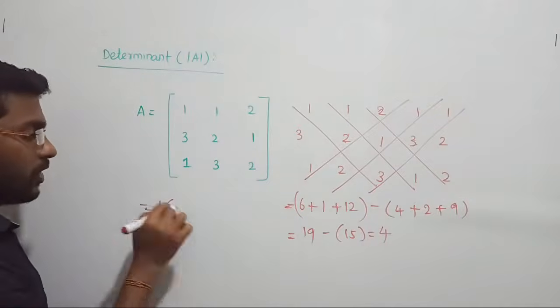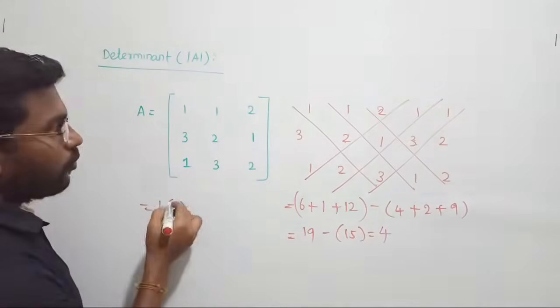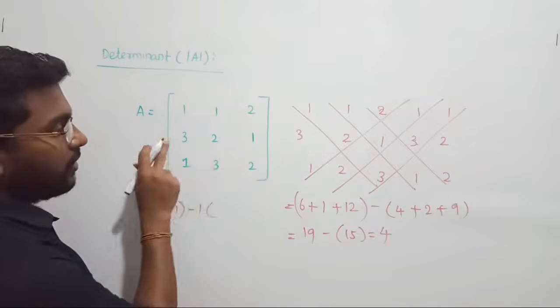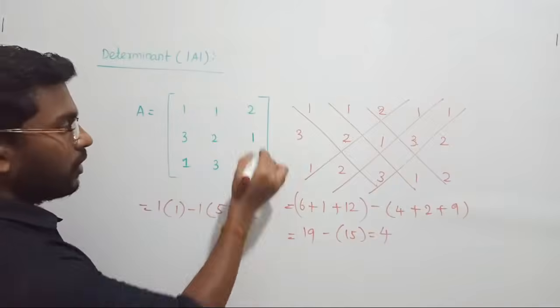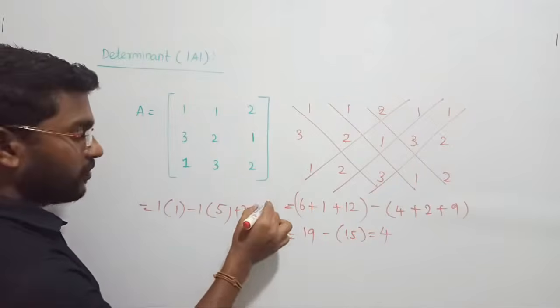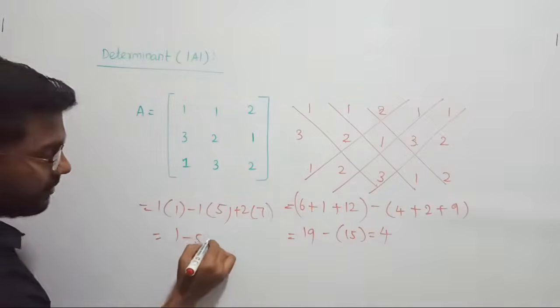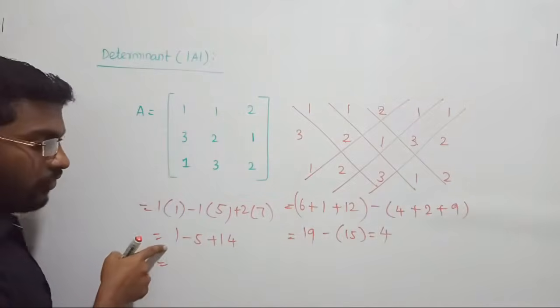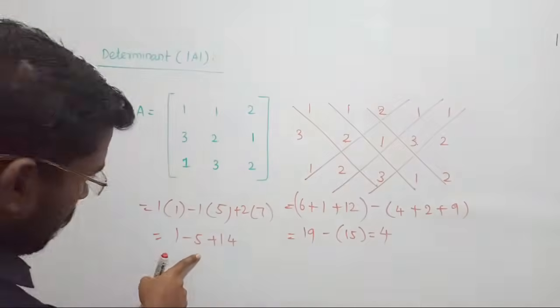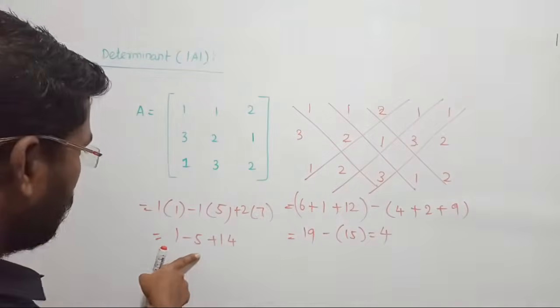First value, that is plus 1 into 4 minus 3 will give you 1, minus 1. Second, 3 into 2 is 6, 6 minus 1 will give you 5. Third one, plus 2, 3 into 3 is 9, 9 minus 2 will give you 7. Such that it is going to be 1 minus 5 plus 14, right? So 14 plus 1 will give you what? 15. 15 minus, see, I am getting some wrong answer here.